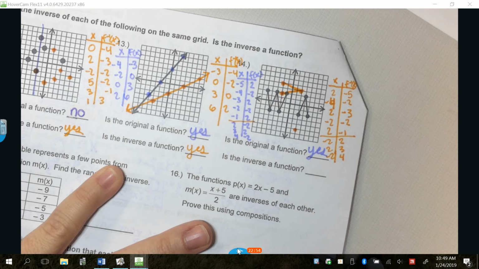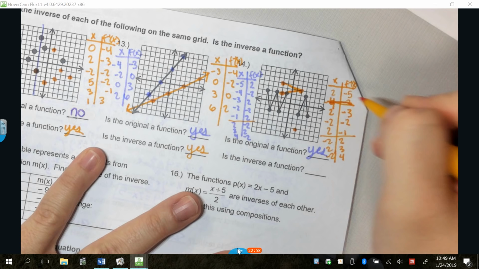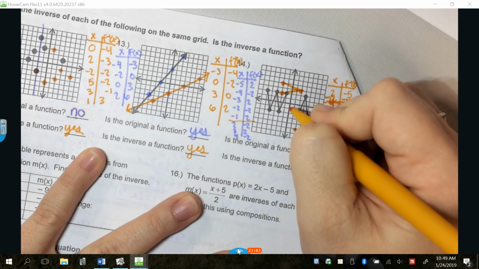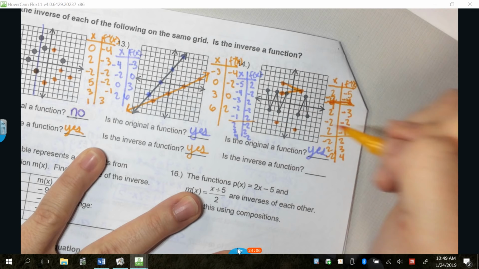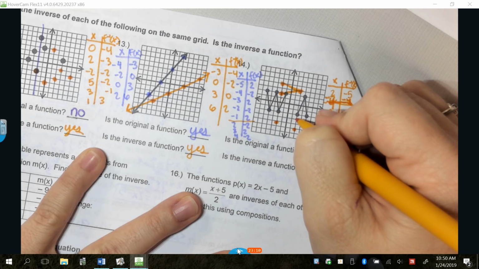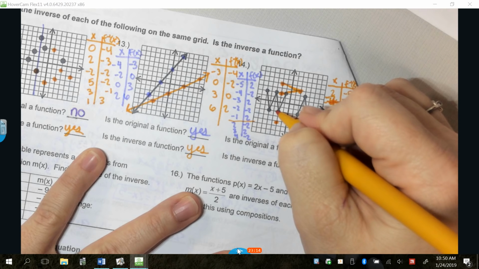Wait. I didn't flip that. My bad. That should be -2, -4. -2, -4. 2, -3. -2, -2.